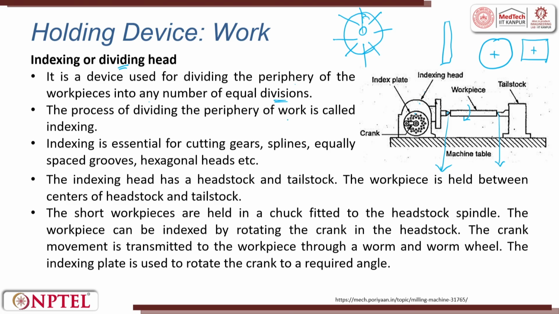The process of dividing the periphery is called indexing. This is very much required. If you want to have a hexagonal bolt, or if you want to convert a cylinder to a square, this indexing mechanism is required. If you want to cut a gear, it is required. The indexing head has a headstock and a tailstock. The workpiece is held between the headstock and the tailstock. This is the headstock, this is the tailstock. Short workpieces are held in a chuck fitted to the headstock spindle. The longer one is held between the headstock and the tailstock.